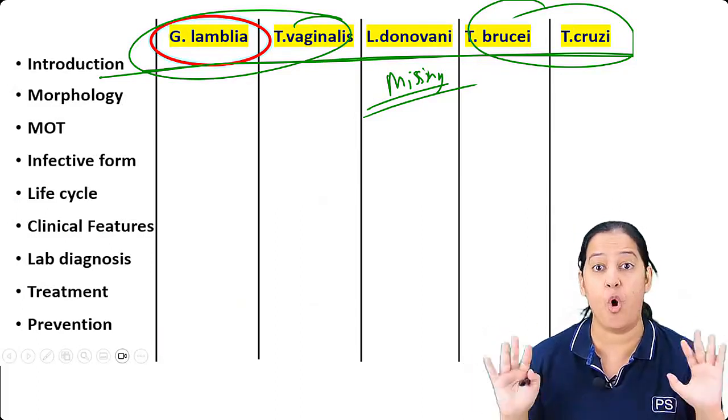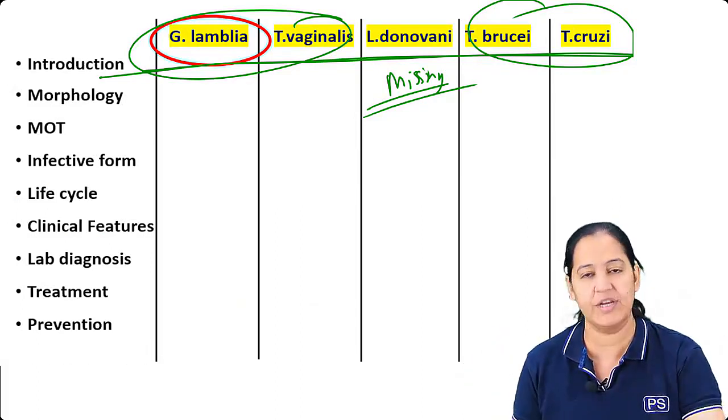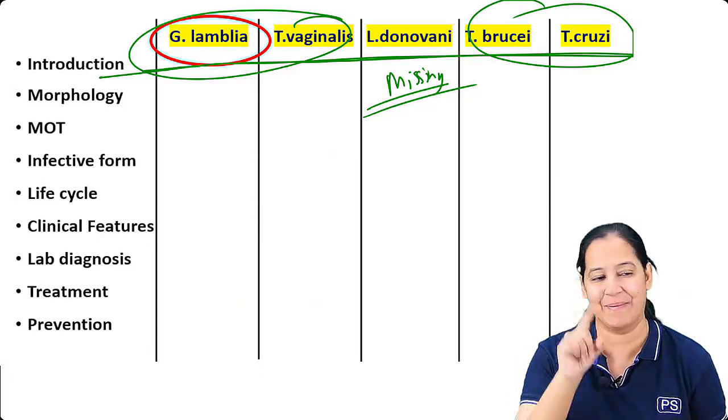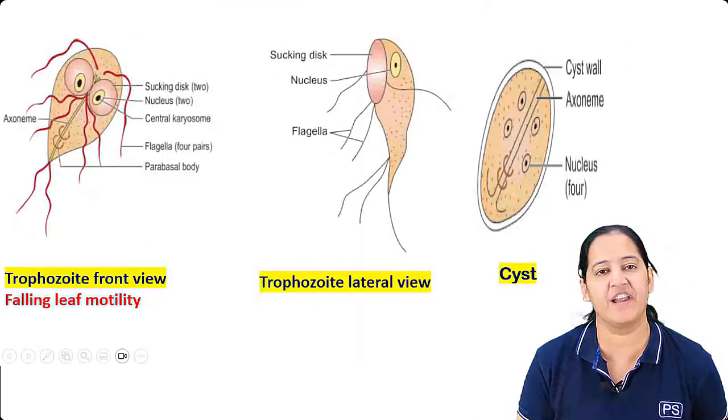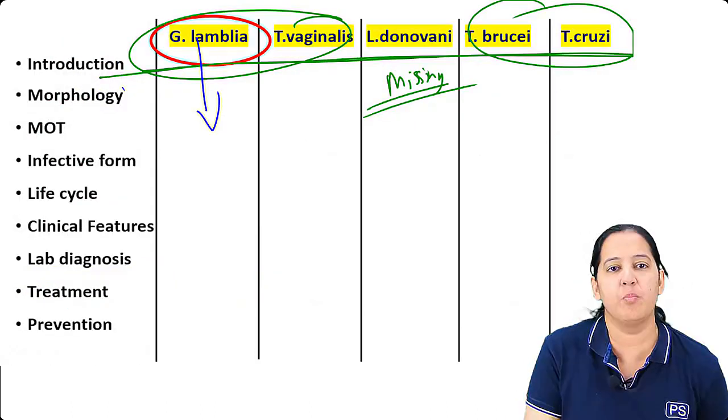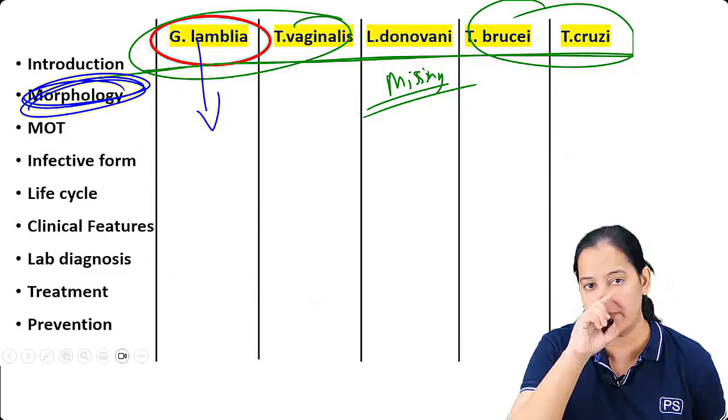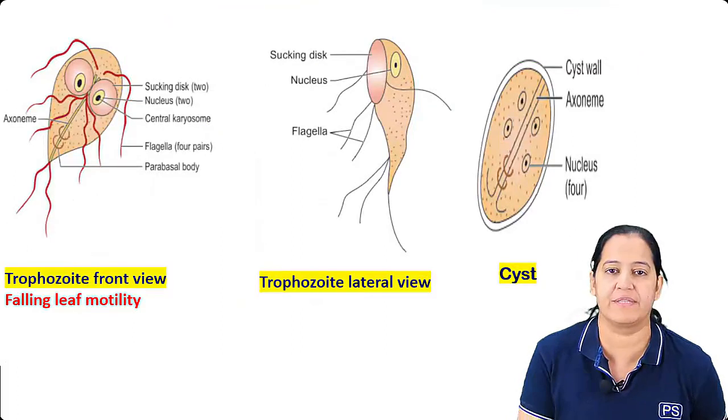So I want you all the flagellates at one place, so that you can revise it quickly like this in 1 minute. So let's start with Giardia lamblia, the first one. Always I teach you morphology first. Always start with the morphology. Morphology is the first thing you have to see.